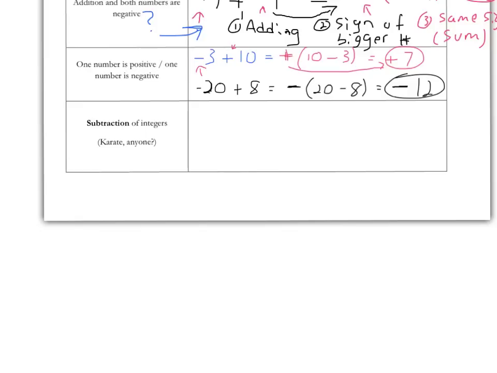Okay, this next part is where we see most of the mistakes happen. It's subtraction of integers. So, what if we give you a problem like negative 6 minus 4? Negative 6 minus 4.